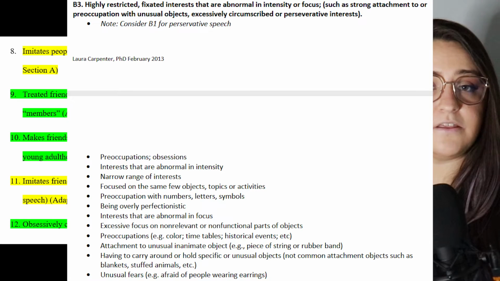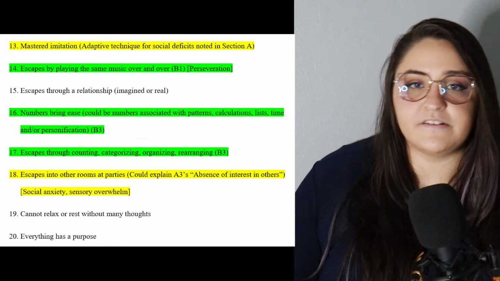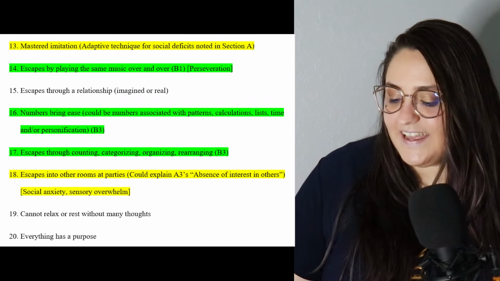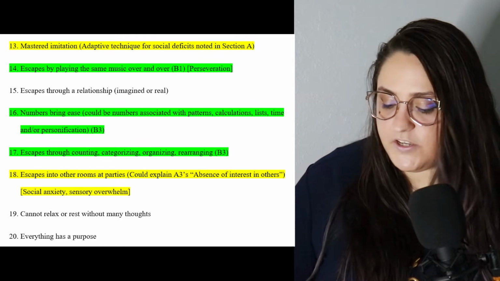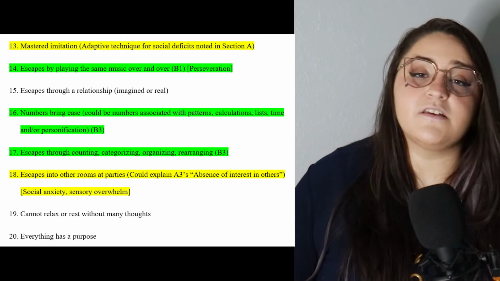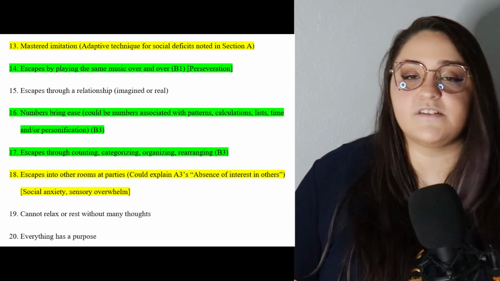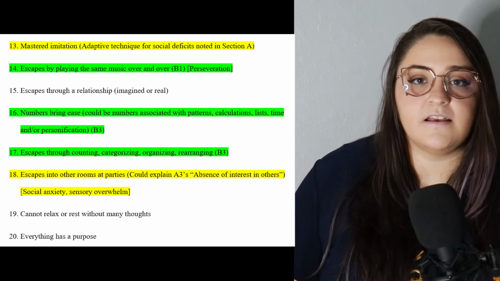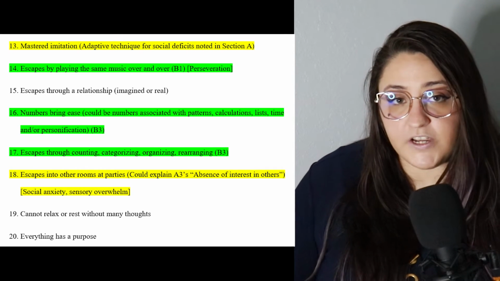Obsessively collects and organizes objects. I put that under B3. Mastered imitation. Again, I put that yellow, same as the discussion we just had. Adaptive technique for social deficits noted in section A. That is my opinion. Escapes by playing the same music over and over. I put this under B1 as meeting the criteria, and the idea of doing something over and over and over and fixating, that kind of thing, would fall under the technical term of perseveration.